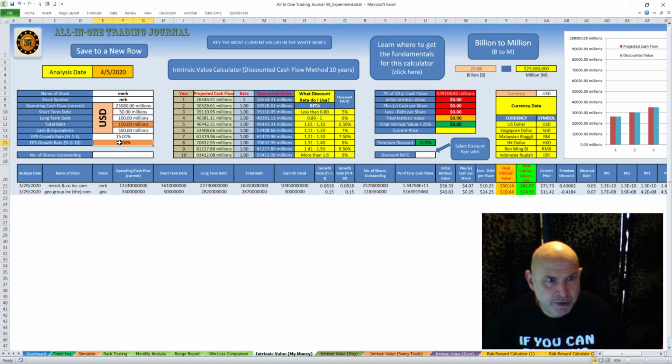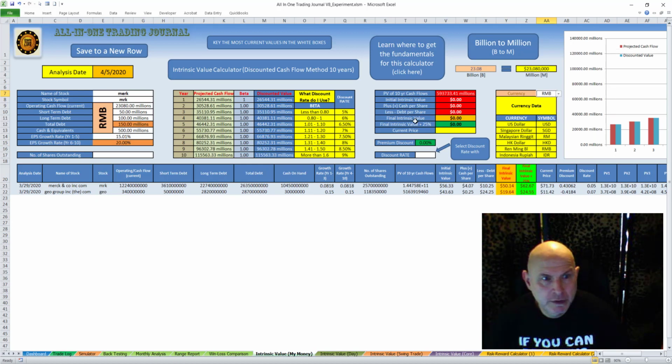If this is a stock that's from China, then you would come over to the currency, select from the drop-down box the Chinese currency. That you can see then goes to 20%. Anything but China is going to max out at 15%.